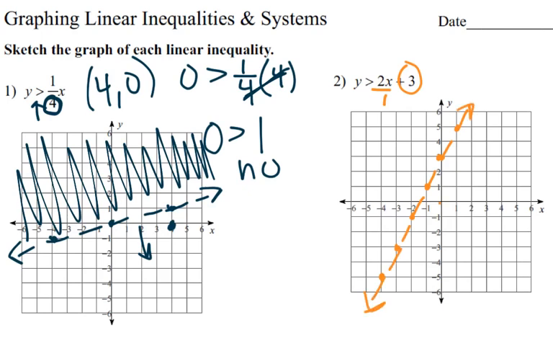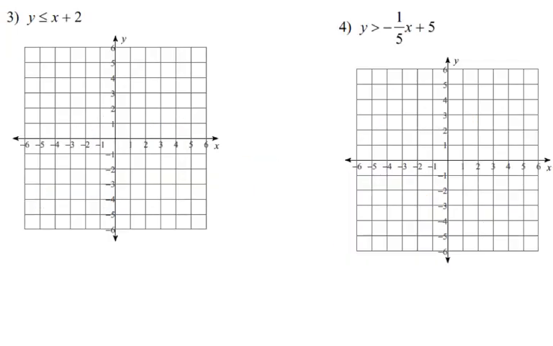Then pick our test point 0, 0. 0 for y, 0 for x, and we solve. This is 2 times 0 is 0, plus 3 is 3. Is 0 greater than 3? No, it is not. So we shade on this side. Okay? And that's all we're doing here.